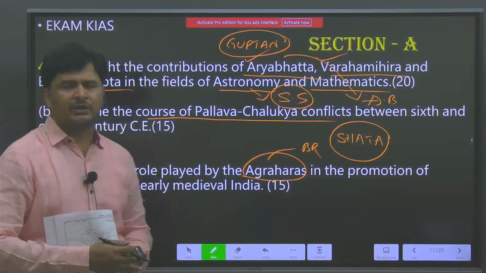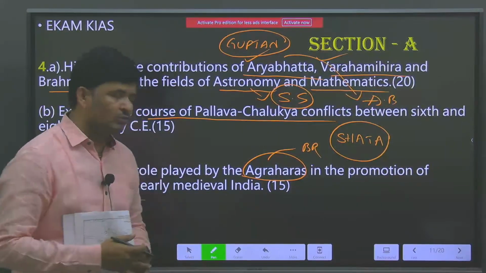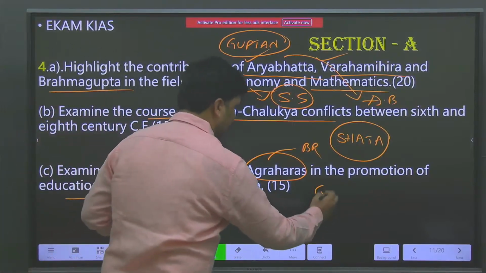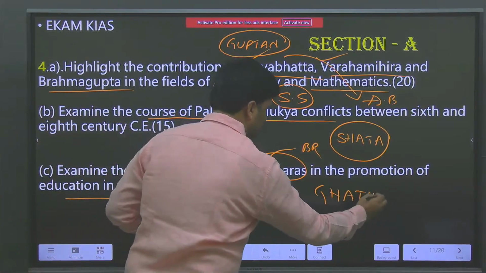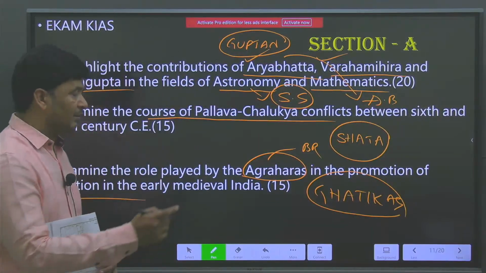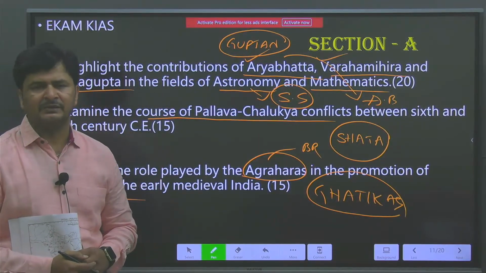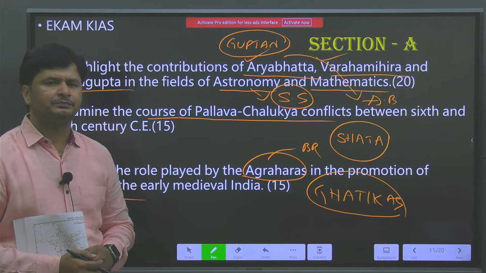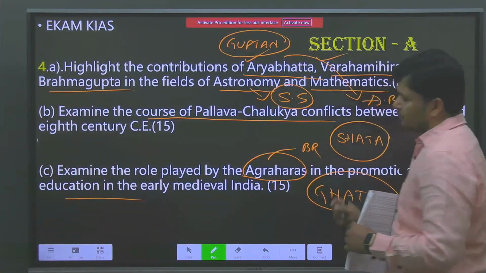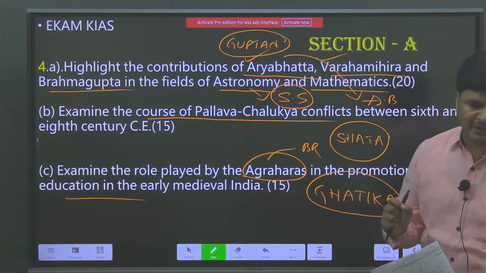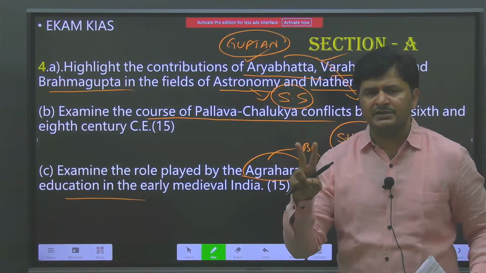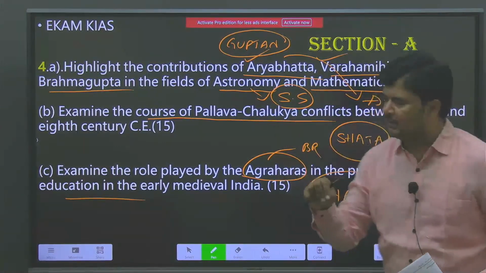Obviously, Sanskrit education. By the time you go to the Pallavas, you come across Ghatikas, the educational institutions of Hindus, where religious education was taught. This is another direct question from ancient history. So we were discussing History Optional Paper 1, which has two major components, ancient Indian history and medieval Indian history.